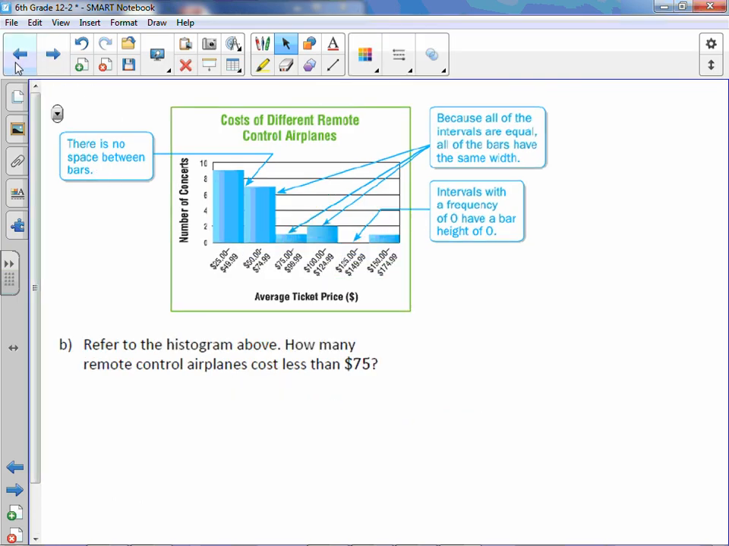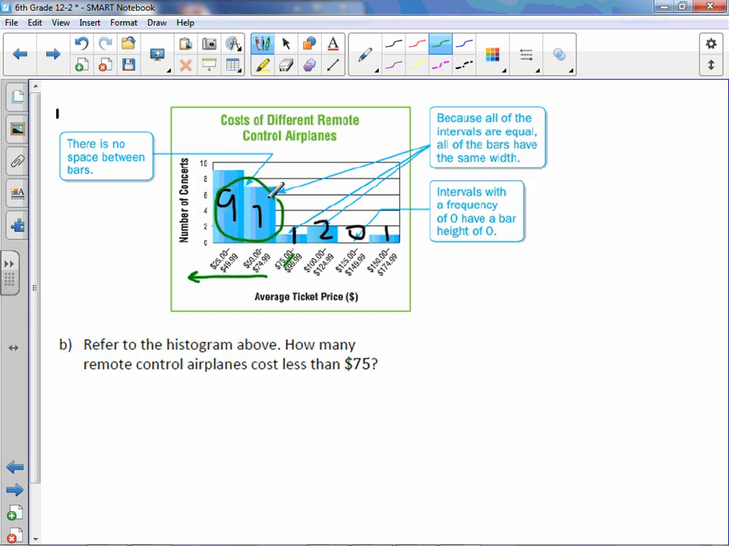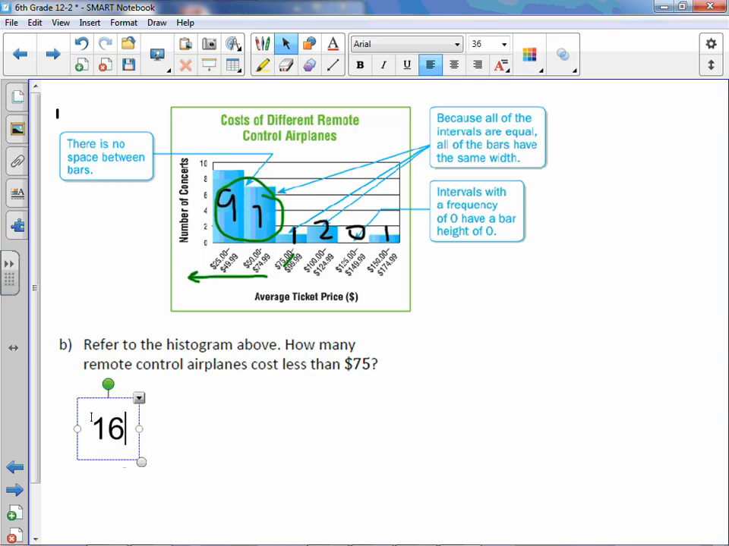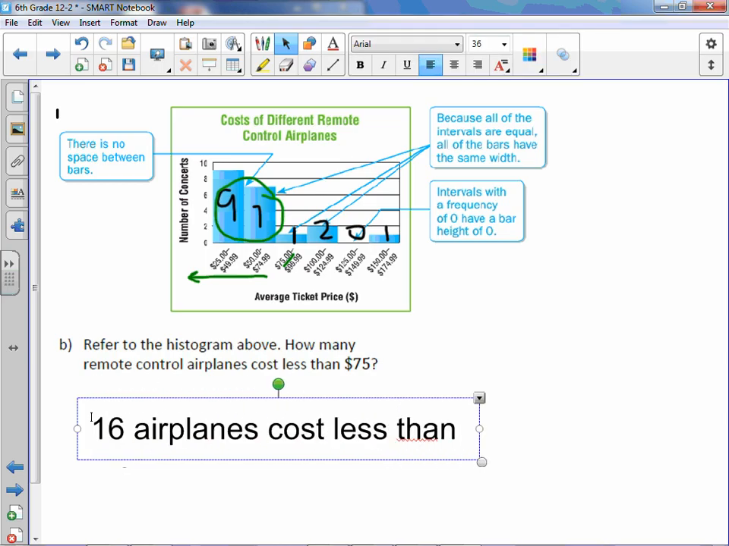Letter B, we're using the same graph. Put my numbers back up there. We don't have to describe it again because we just did, but how many remote control airplanes cost less than $75? Well, here's $75. I don't want 75, but I want everything less than that, which would be these 2 intervals. Add those up, and we get 16. So 16 airplanes cost less than $75.